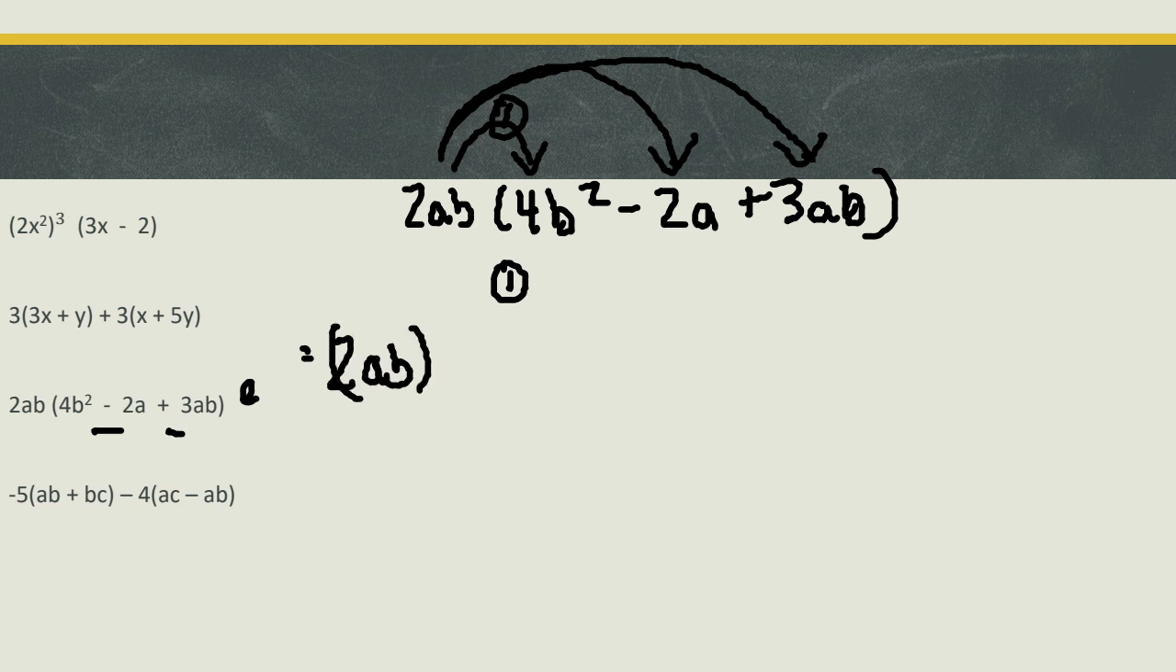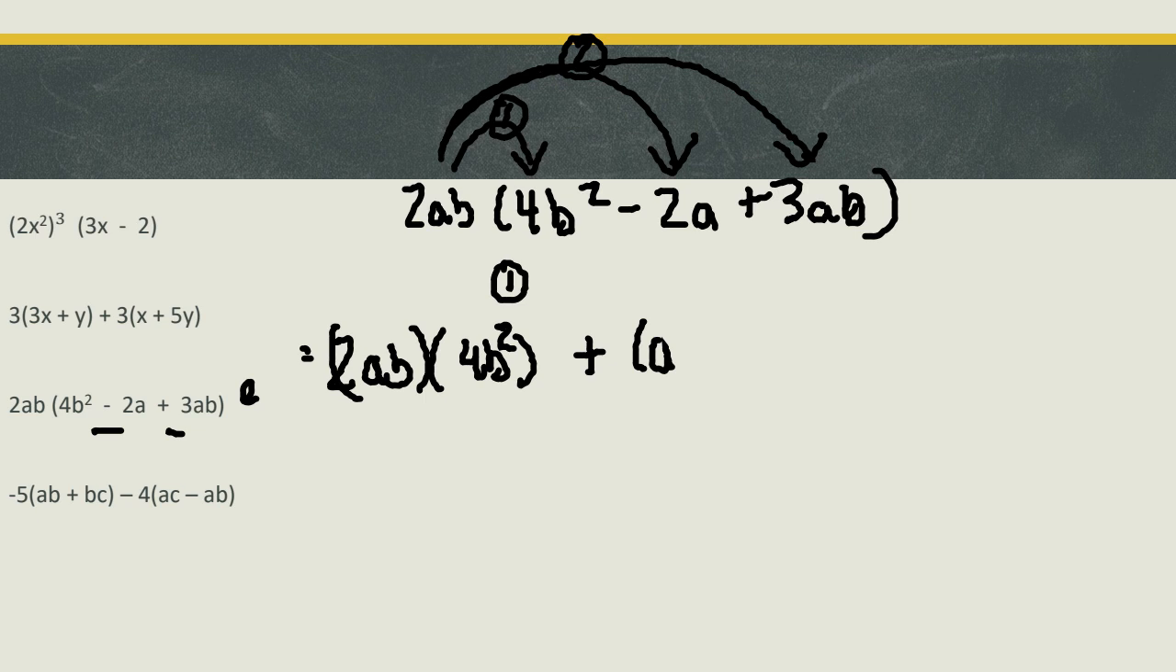times a 4b squared. So that's my first arrow. My second arrow is going to be a 2ab again, which I don't know why I keep forgetting to write the 2. It's been a long day.